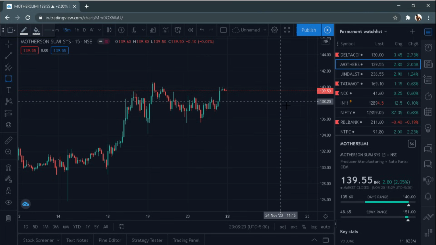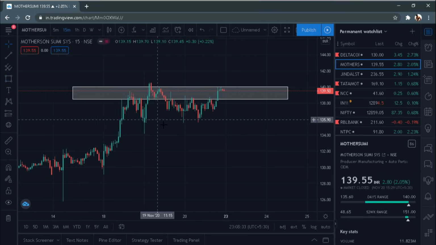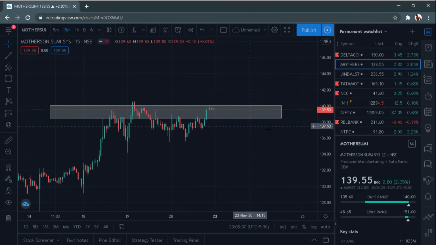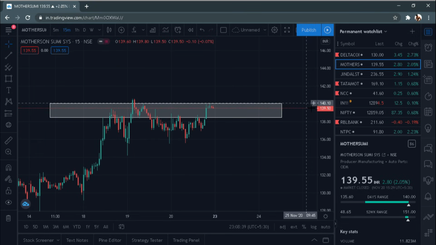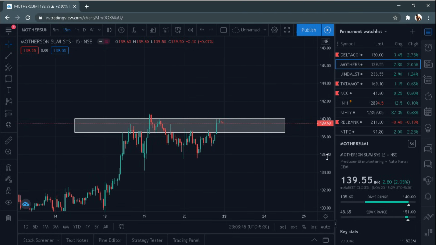What we will do in a sideways market is just mark key support and resistance levels and wait for the stock to break either of the levels. You can see this is a very good resistance zone for Motherson Sumi Industries. You can see how many times it has been rejected, but it is still looking strong over here. If it breaks above 140, it can give a very good breakout and a very good buying opportunity.